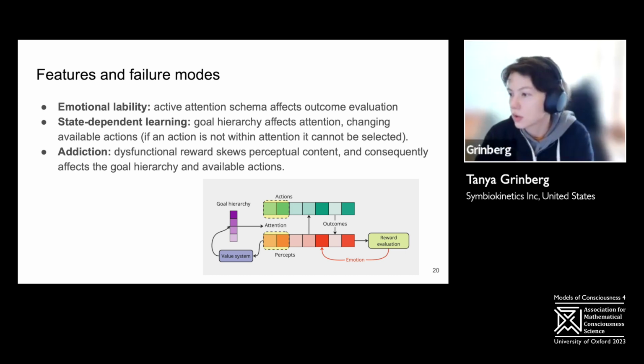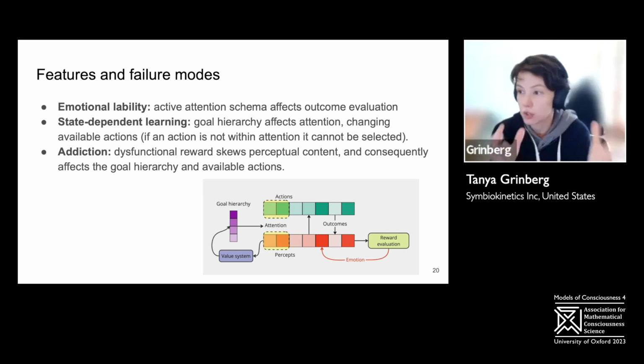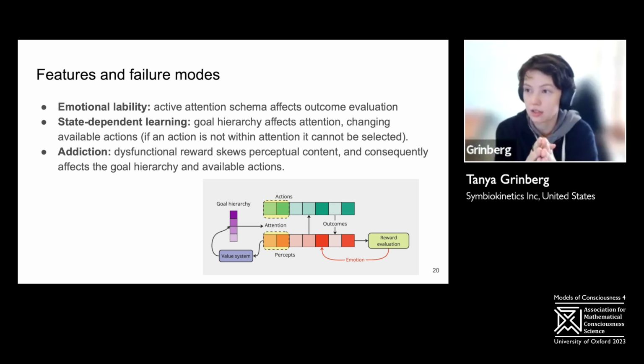Another thing I wanted to talk about is state-dependent learning. Depending on what is in active attention, as I previously said, learning requires active attention. Depending on what attention schema is selected, different policies are going to be available for learning. Therefore, if an agent is unable to select the correct attention schema for a particular situation, the learning is not going to be available. And similarly, the retrieval or attention to percepts may not be available.